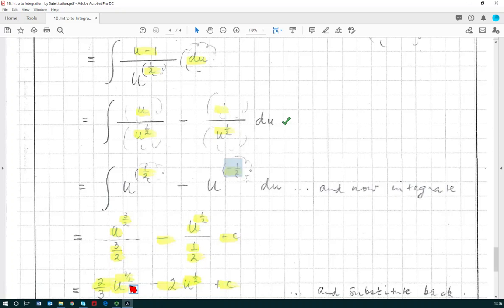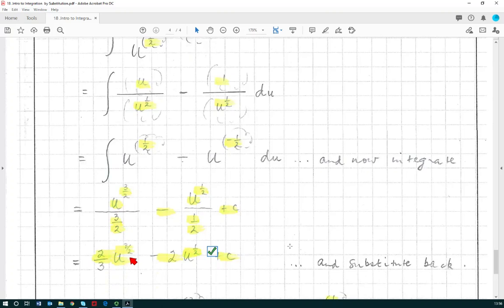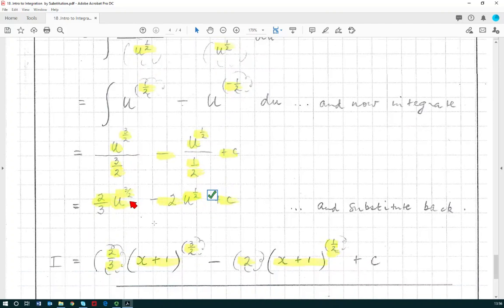Add 1 to that minus a half. You'll get plus a half. Divide by plus a half means the same as multiplying by 2 over 1. You get 2u to the half. All you need to do now is substitute back and put the x plus 1 in place of the u, keep the 2/3 and the 2, and you get your final line there.